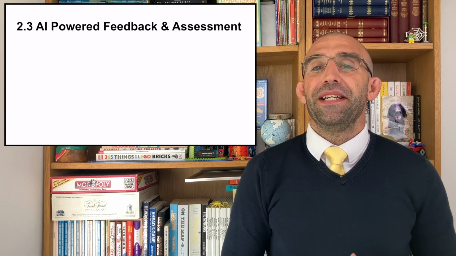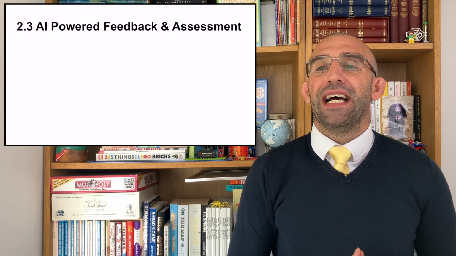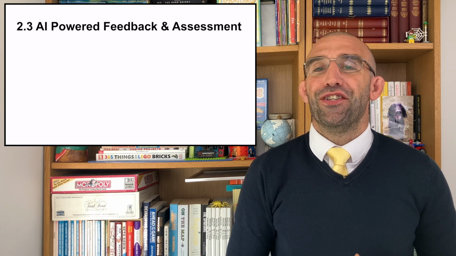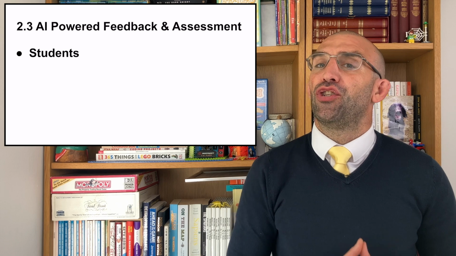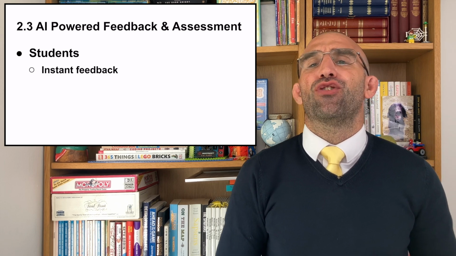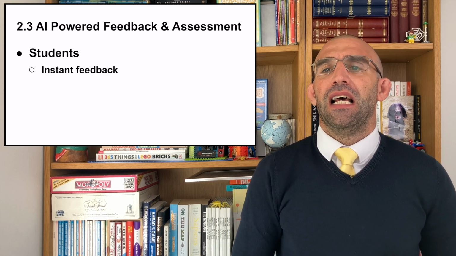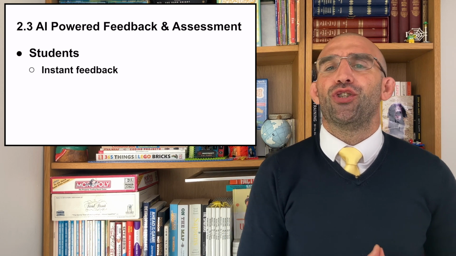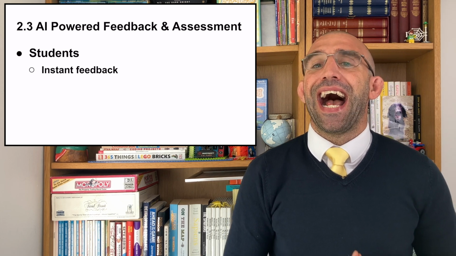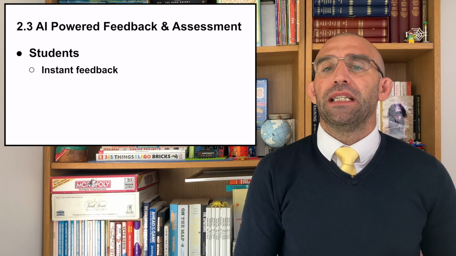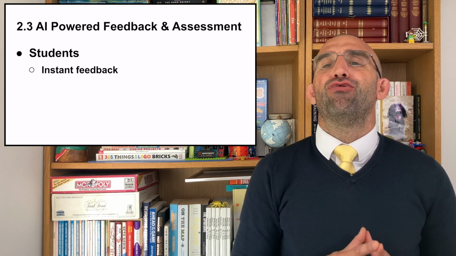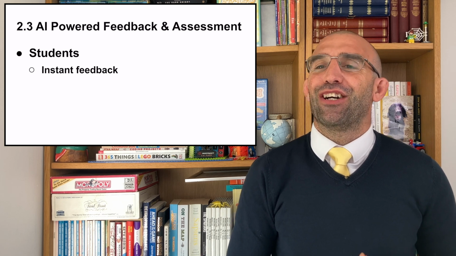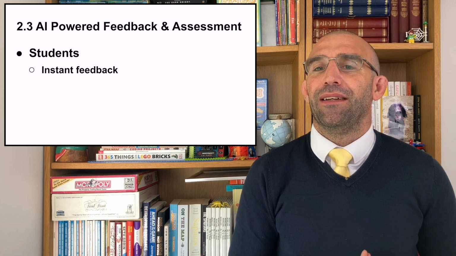One of the most immediate and impactful applications of AI for both students and teachers is providing automated feedback and assessment. For students, instant feedback is crucial for progression. Imagine completing a maths problem or a short essay and getting immediate, actionable feedback rather than waiting for a teacher to mark it. This rapid feedback loop is crucial for reinforcing learning and correcting mistakes quickly.